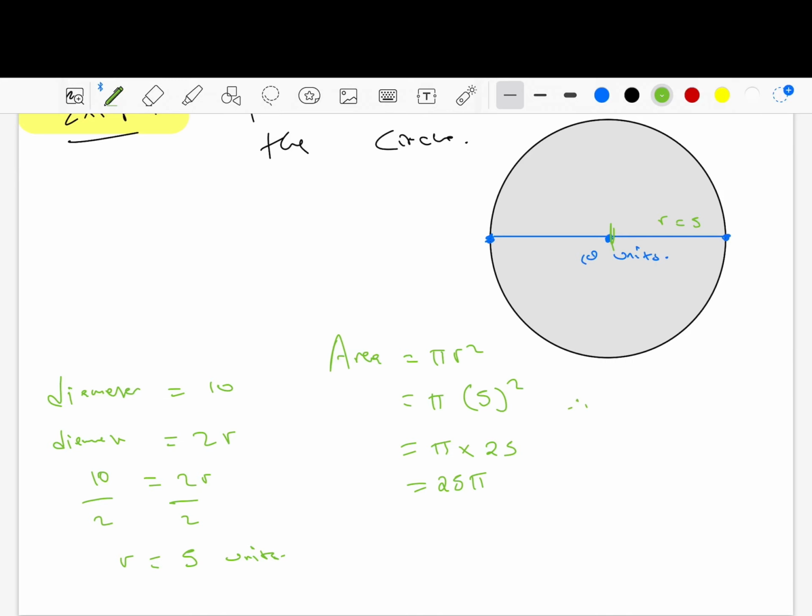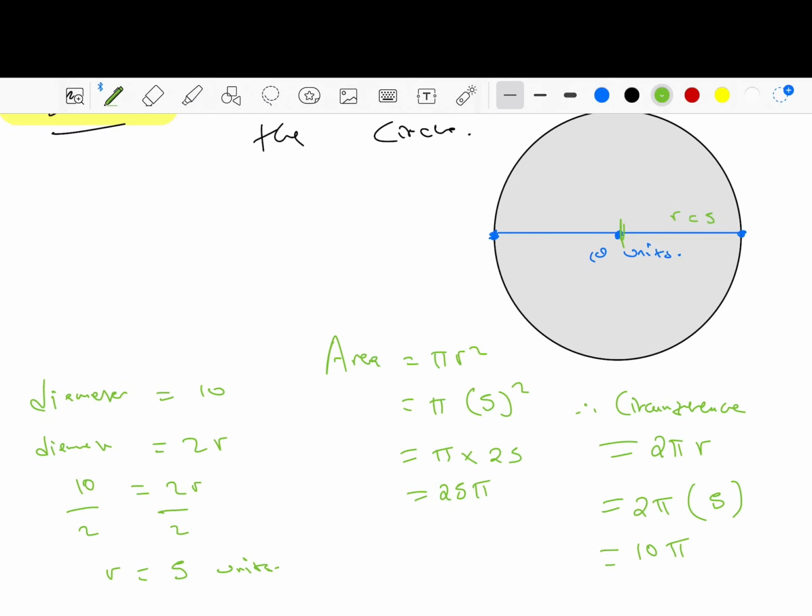And then the circumference of this is equal to 2 pi r, and r is 5. So this is going to be 2 times 5, which is 10 pi. So the circumference, the distance around this circle, is 10 pi. Makes sense? So that's basically how you calculate the area and the circumference of a circle.